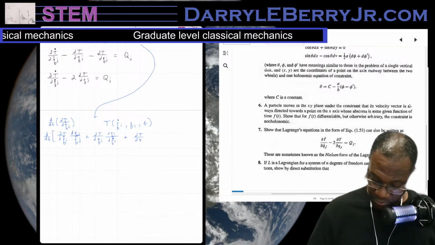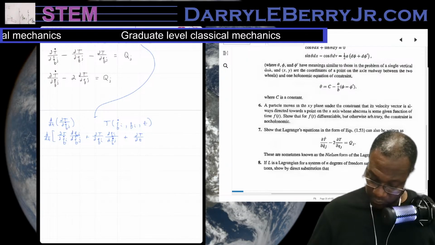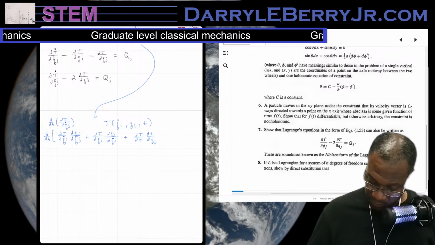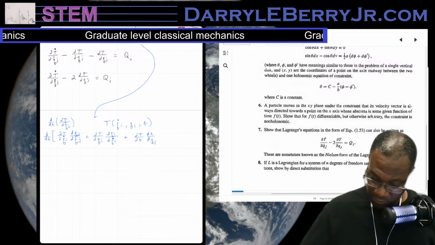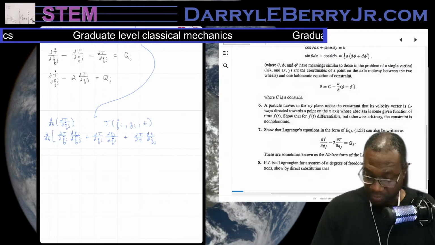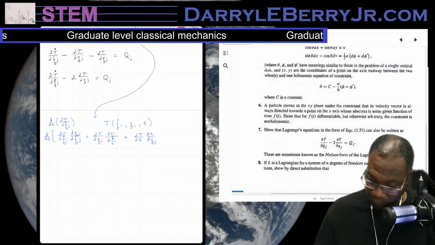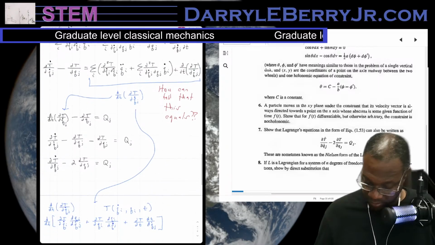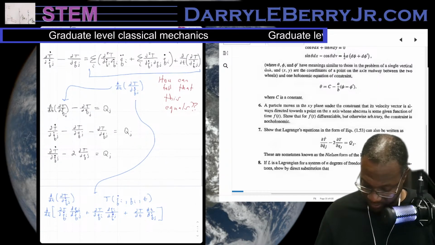I believe this should be a full time derivative, dt over dq j dot. All right, so we have this. Then we have to take the time derivative of this, and we may already be close to seeing how it matches, but let's be sure.